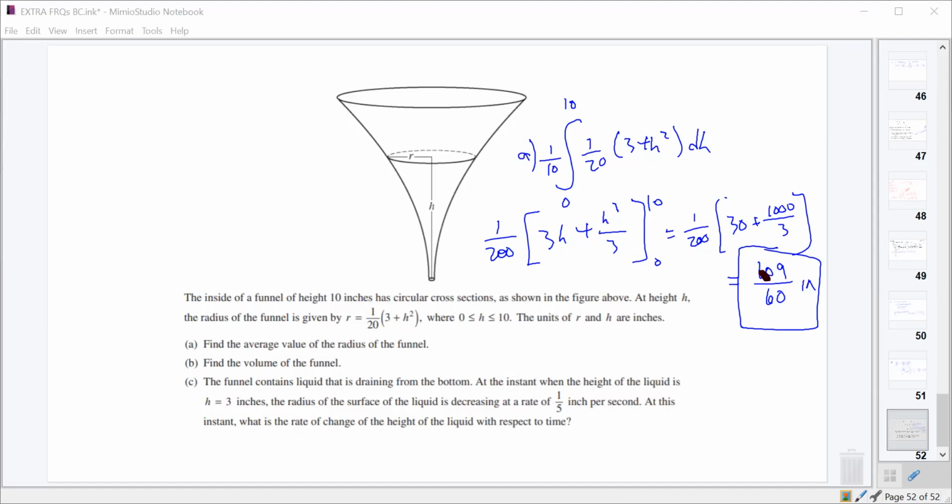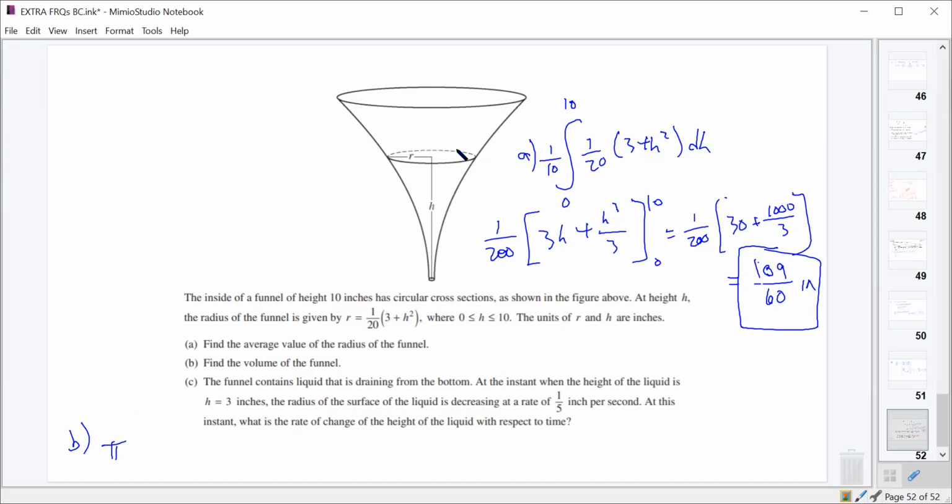Everybody good with part A? Okay. Part B, finding the volume of the funnel. Our volume ought to just be pi times a function that represents the radius squared, right? Because that's effectively what we're revolving around the h axis here, right?